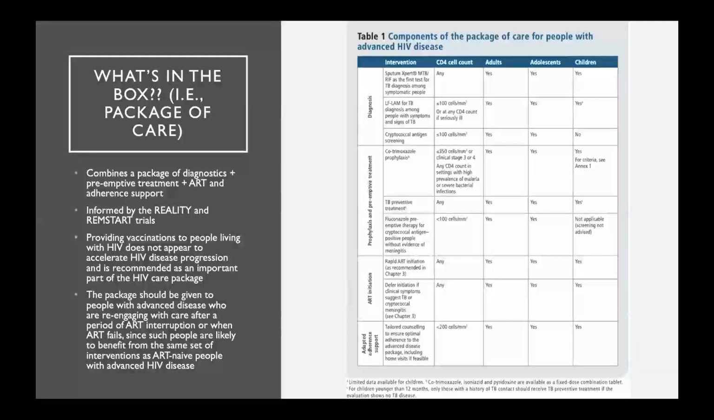So what are the components of the package of care? So it includes, again, diagnostics, which could be a sputum Xpert MTB, LF-LAM, cryptococcal antigen screening, also prophylaxis and preemptive treatment. So this includes cotrimoxazole, TB preventive treatment, and fluconazole preemptive therapy for cryptococcal meningitis. And ART initiation, needless to say, and of course, adaptive adherence support are all very critical components of this package.